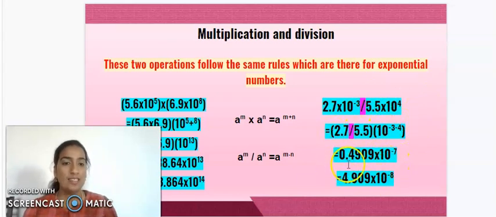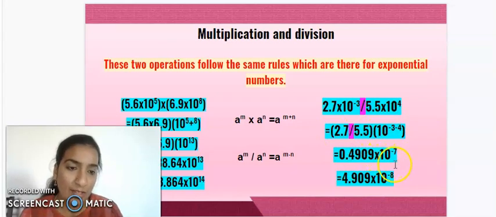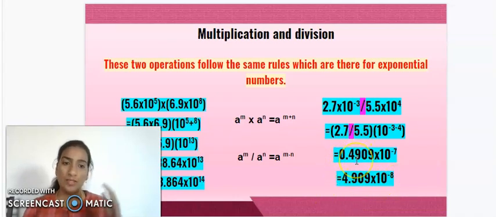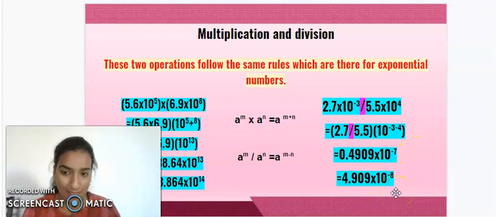So after dividing, the answer is 0.4909 into 10 to the power minus 7. If needed, we can rewrite it as 4.909 into 10 to the power minus 8 by shifting the decimal one place to the right. So that minus 7 minus 1 will be there. That is, minus 7 minus 1 is 10 to the power minus 8. This is how we do mathematical operations for numbers expressed in scientific notation.